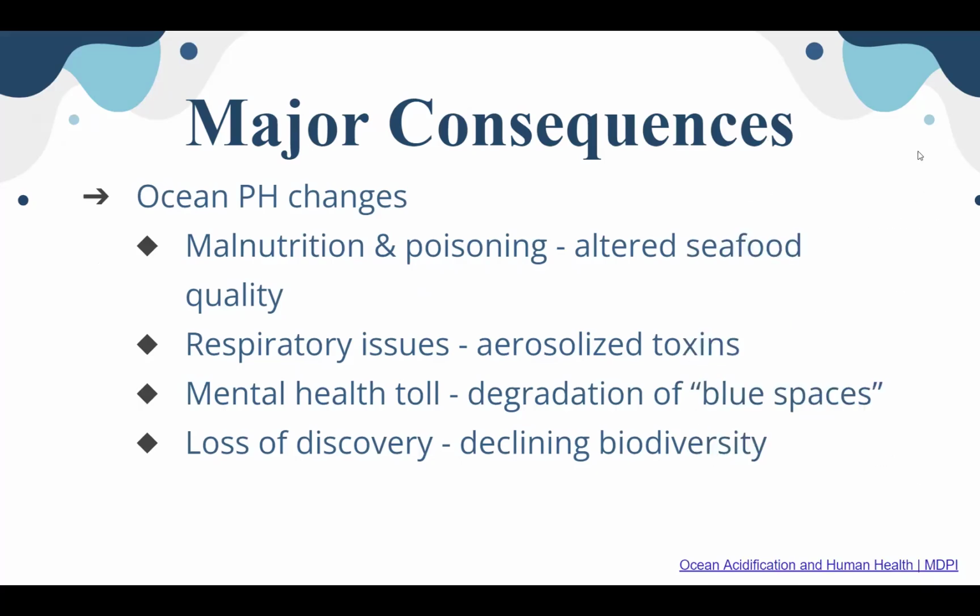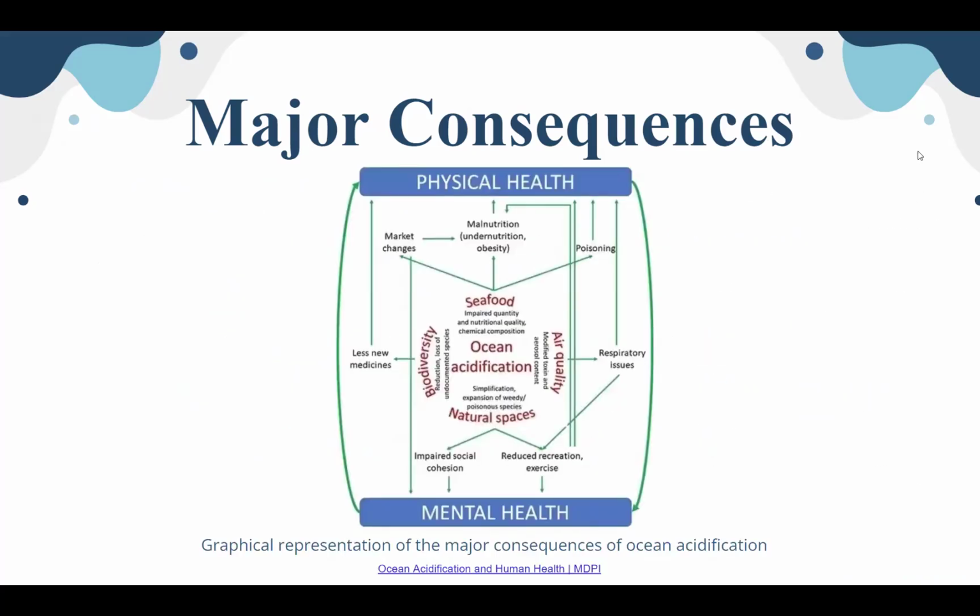This diagram helps visualize that interconnectedness. On the top half, you see the physical health loop, how changed air quality and altered seafood leads to respiratory issues and malnutrition. On the bottom half, you see the mental health loop, which shows how the loss of recreational spaces and biodiversity leads to distress caused by environmental changes.